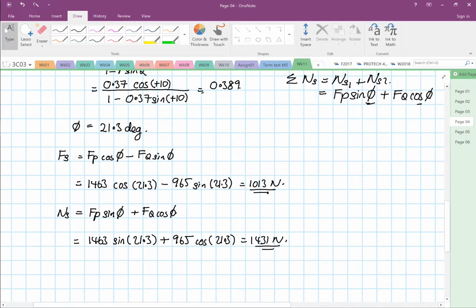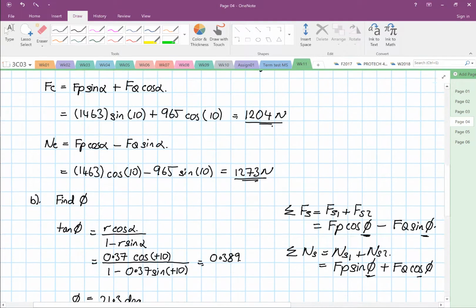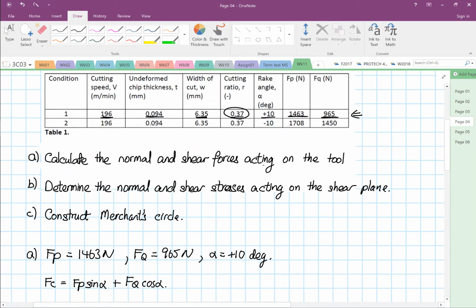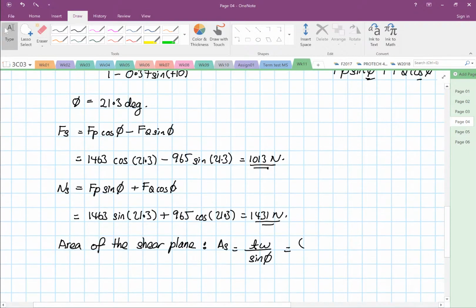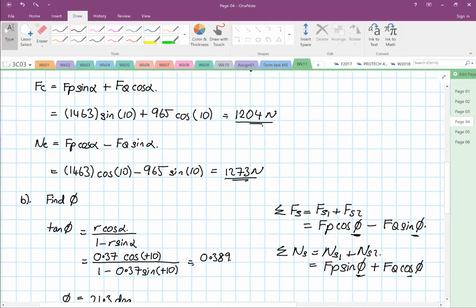So you have to find the area of the shear plane, because you're going to find stresses on the shear plane. The area As is equal to t0 times w over sine of the shear angle, where t0 is the undeformed chip thickness. We know it is 0.094 times 10 to the power minus 3. You have to convert everything to meters here. And the width of cut, if I'm not wrong, is 6.35 times 10 to the power minus 3. Everything is in meters.